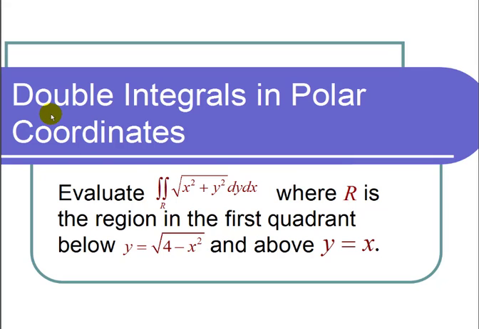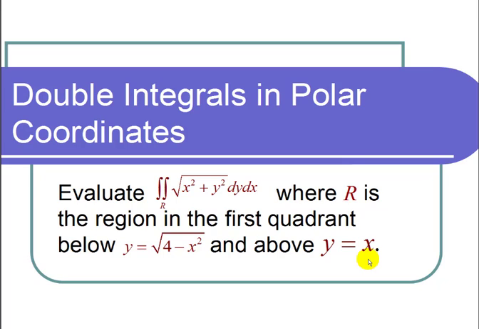This is a video on double integrals in polar coordinates. The question states, evaluate the double integral over the region R of the square root of x squared plus y squared dy dx, where R is the region in the first quadrant below the curve y equals the square root of 4 minus x squared, and above the curve y equals x.